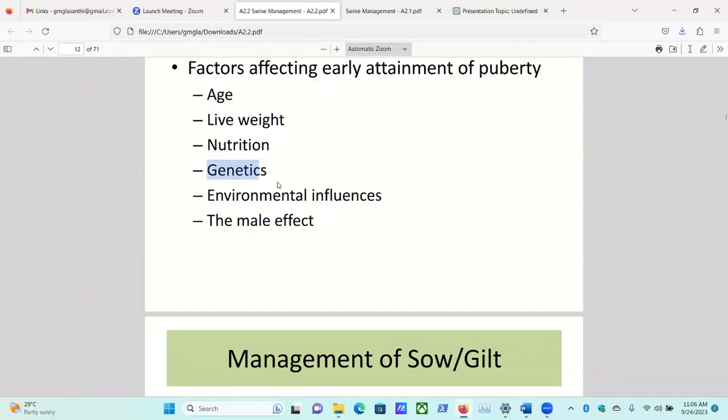When the protein content is high, early attainment of puberty is there. And the genetics: if her mother is delayed for the puberty, definitely there will be a chance for her daughter to get a delay for her puberty.